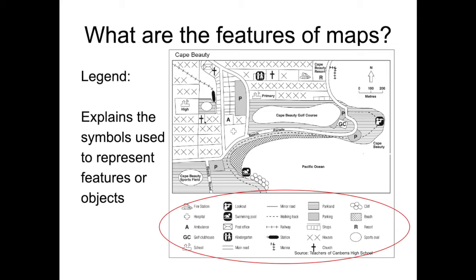So we use symbols on maps instead of words because when you do a map, it's too hard to write a lot of words on the map. So we just use little symbols. Okay, but that means you've got to tell people what the symbols mean, and that's where the legend comes in. You can see all the crosses, they're houses, all that sort of thing there.